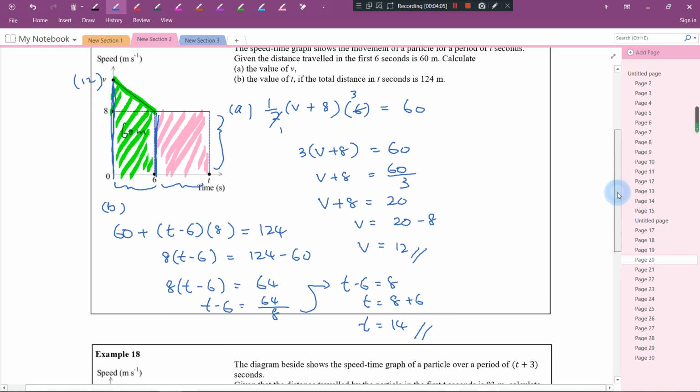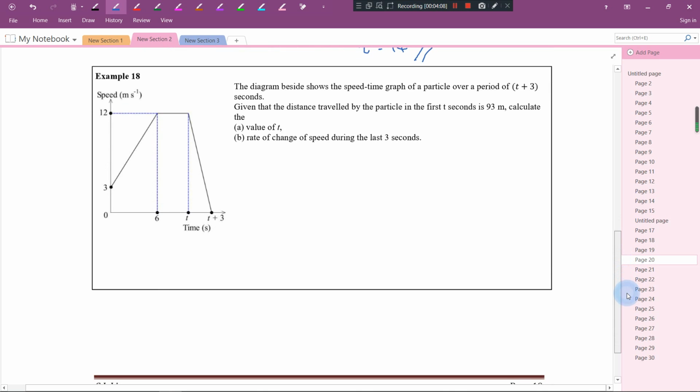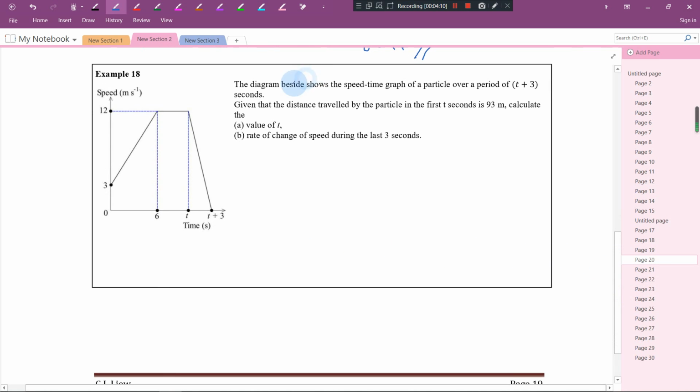Okay, so let's try the next question. Next example. So same thing, speed against time graph. The diagram beside shows the speed against time graph of the particles over a period of t plus 3 seconds. Given that the distance traveled by the particles in the first t seconds, which is over here, the area for this graph under this part is 93 meters. Calculate the value of t.